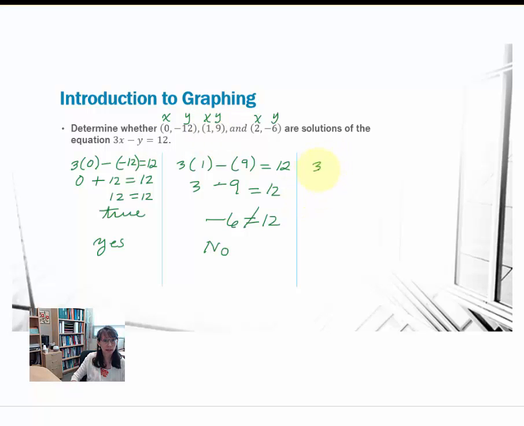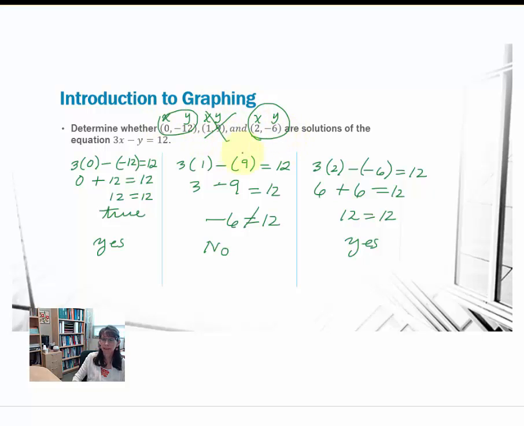Our final check, 3 times 2 minus the Y value of -6 equals 12. 3 times 2 would be 6. Subtraction of a negative becomes +6 equals 12. 6 plus 6 is 12, and 12 does equal 12. So we also know that the ordered pair 2, -6 is a solution. So the first and the last points are solutions. The one in the middle doesn't work. So that's how you can check to see if an ordered pair is a solution to a linear equation or not.